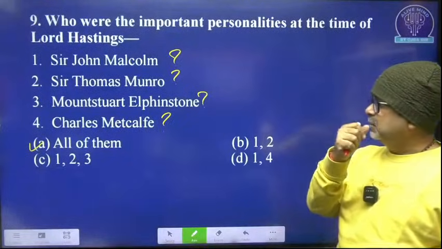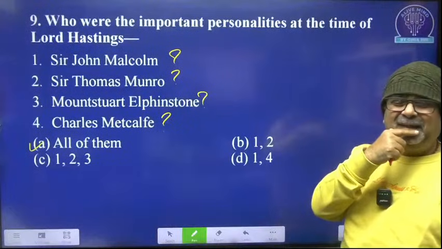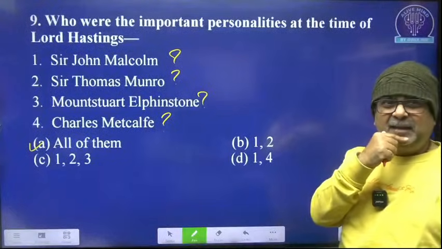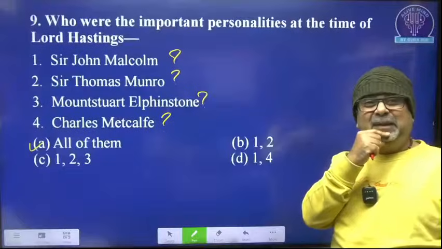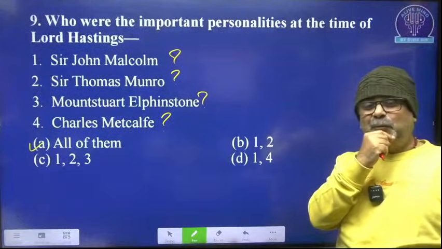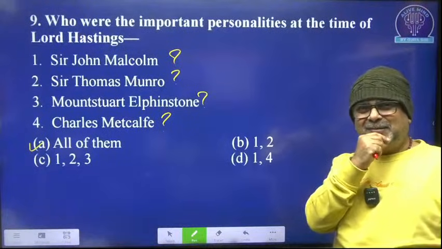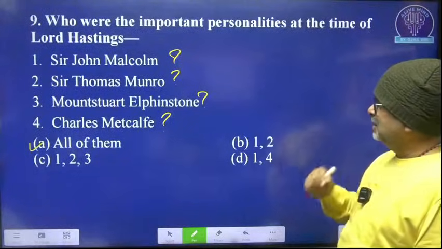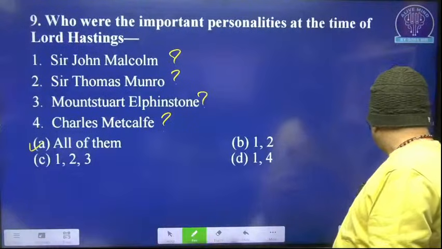Munro and Reed, you remember? They are related to Raiyatwari settlement. Charles Metcalfe is also called the liberator of the press. He later became Governor General. Fine. 9th, A. 10th.